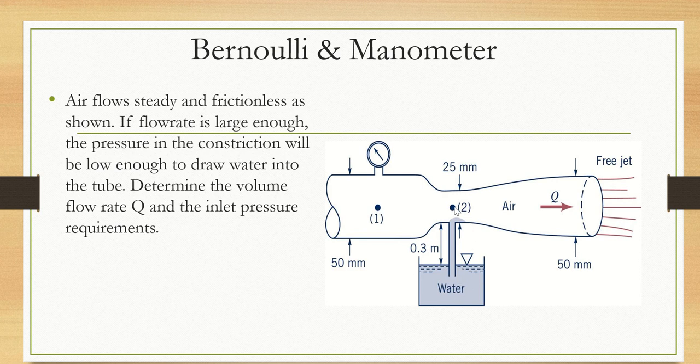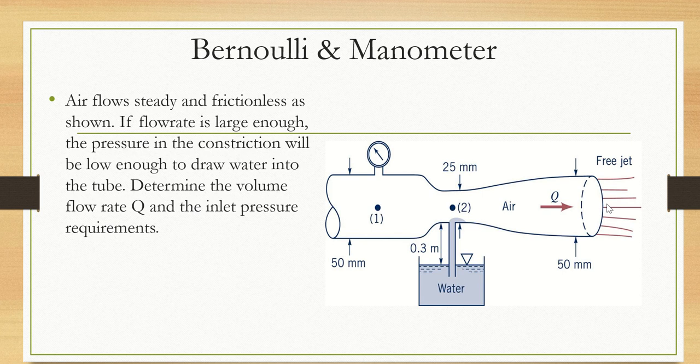From point 2, we have an increase in area, which means I would have a decrease in velocity, which means an increase in pressure. Once again, we have a free jet. The definition of a free jet means that the fluid is exiting to the atmosphere, and that we have zero pressure at the exit.